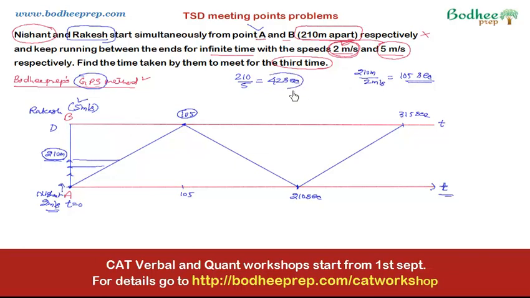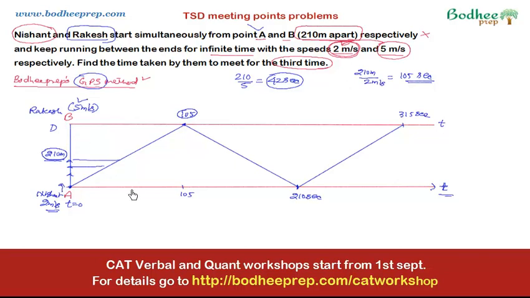Correct? So within 42 seconds only Rakesh would be at point A, and another 42 seconds he will be again at point B, and this will keep on happening, right, at the interval of 42 seconds. So let me just change the color and draw the trajectory of Rakesh with the same logic of applying GPS on Rakesh, and we want to track him.